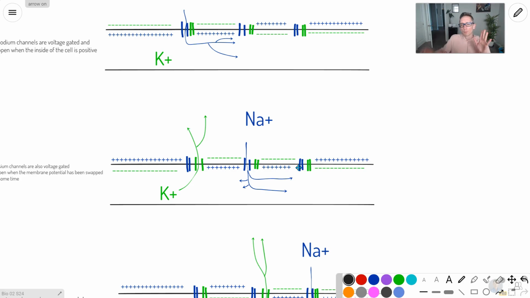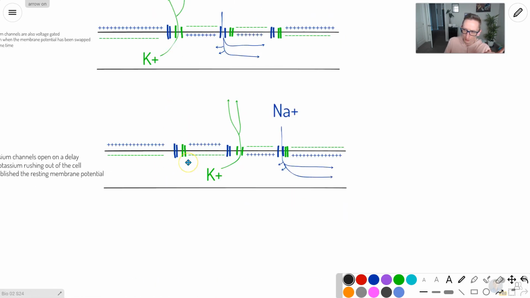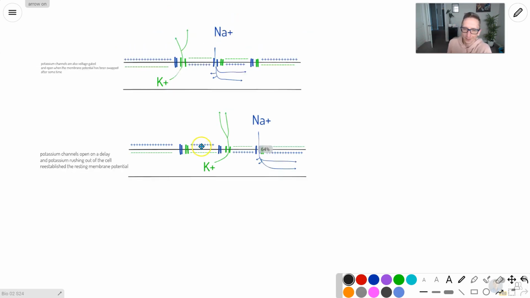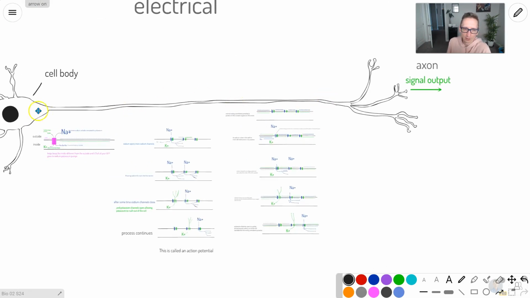of swap, eventually, of membrane potential, eventually what's going to happen is these potassium channels are going to open. Okay? And that's going to reestablish that membrane potential back to resting membrane potential. So it's a propagation of waves. It's an electrical signal being sent across the membrane and down the axon of the cell. All right? So all of this is happening within the axon of this cell here.